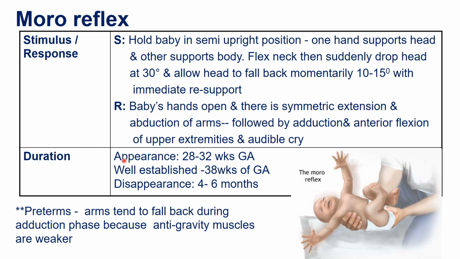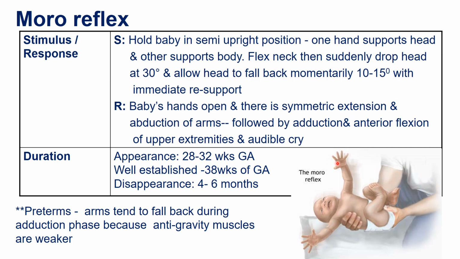And then duration. For the Moro reflex, the stimulus is to hold the baby in a semi-upright position. One hand supports the head and the other hand supports the body. Then flex the neck and suddenly drop the head at 30 degrees and allow the head to fall back momentarily at 10 to 15 degrees with immediate re-support with your hand. When you do this, the response is that the baby's hands open and there is symmetrical extension and abduction of the arms, like you are seeing in the picture.